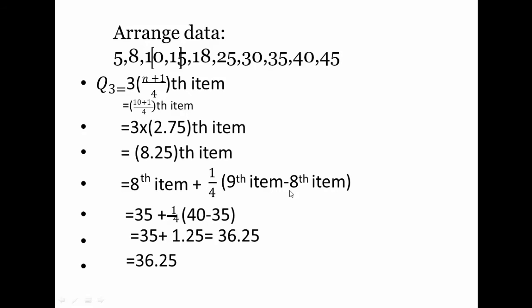The 9th item minus the 8th item. The 9th item is 40 and the 8th item is 35. So 1 over 4 into 40 minus 35. So 35 plus, after simplification we obtain 1.25, and 35 plus 1.25 is equal to 36.25. So Q3, the third quartile of this data, is 36.25.